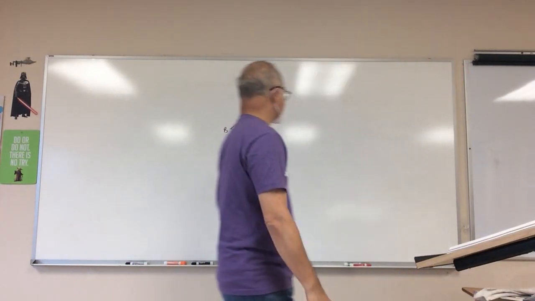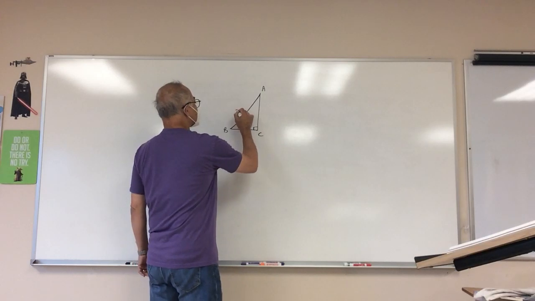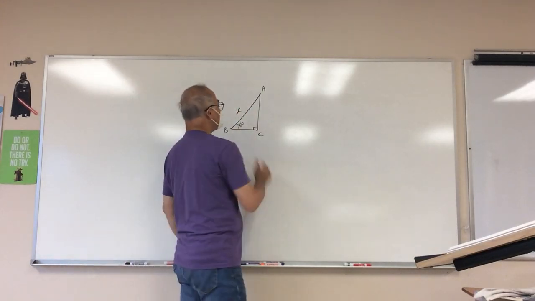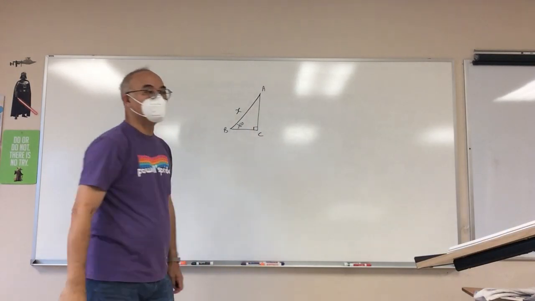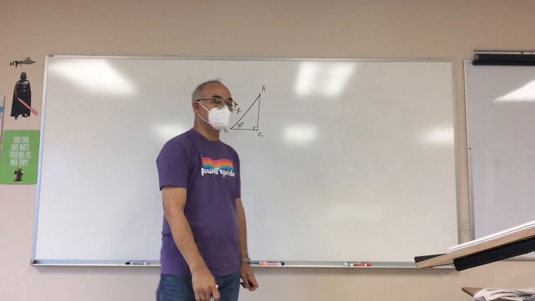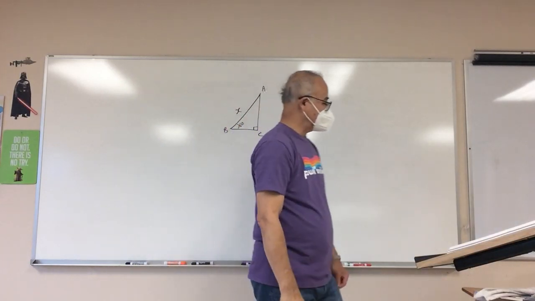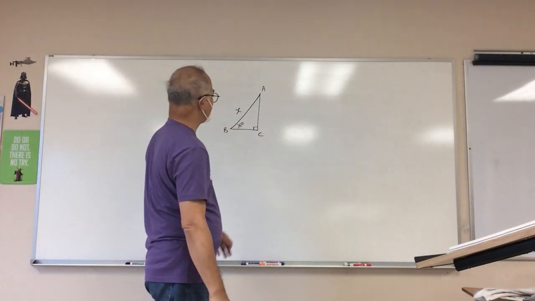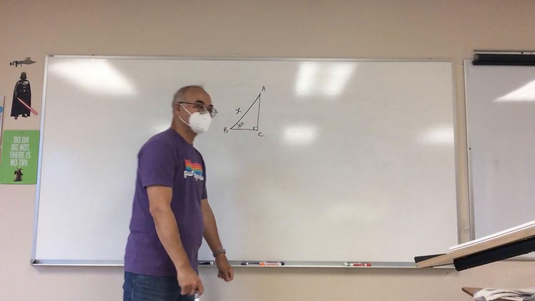AB is equal to X. And we want to know the area of this triangle. In order to figure out the area of the triangle, you need to know the base and the height, right? And then I have to divide that by 2. So how would I approach this one?